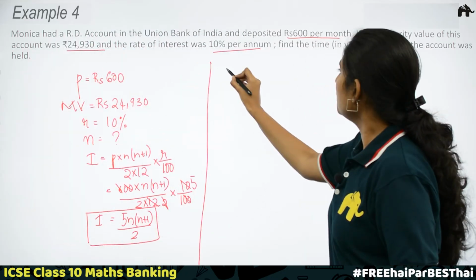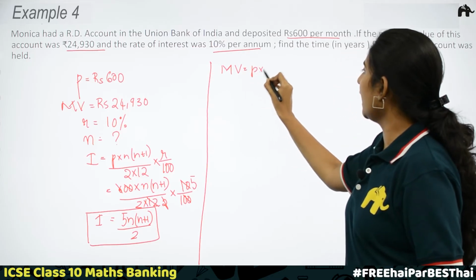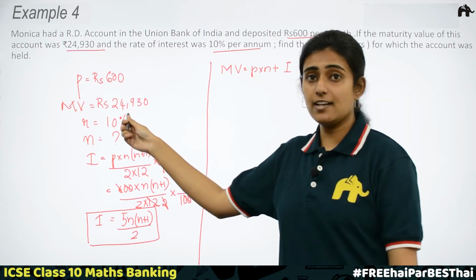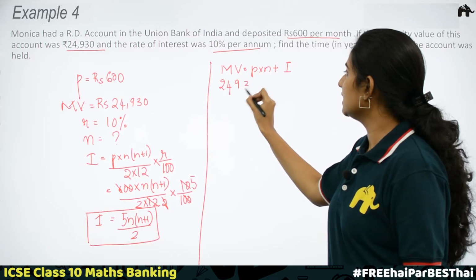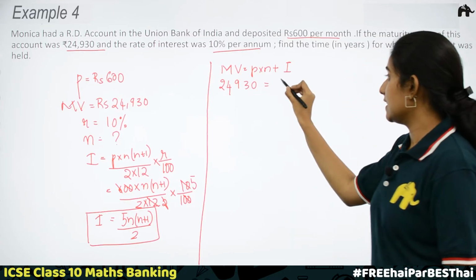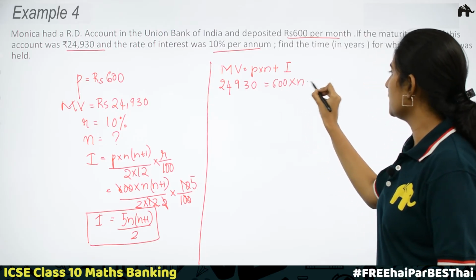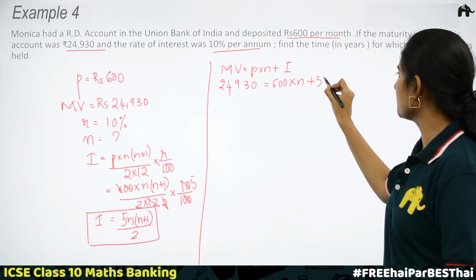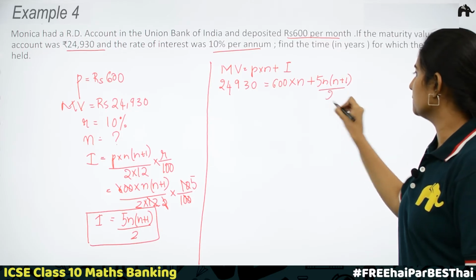Next, we know maturity value is equal to P into n plus I. What is the maturity value here? 24,930 is equal to P into n, 600 into n plus I, that is 5n into n plus 1 divided by 2.